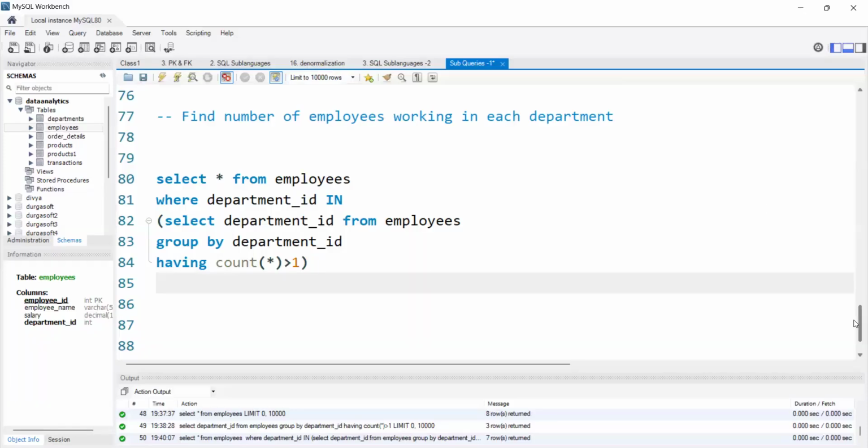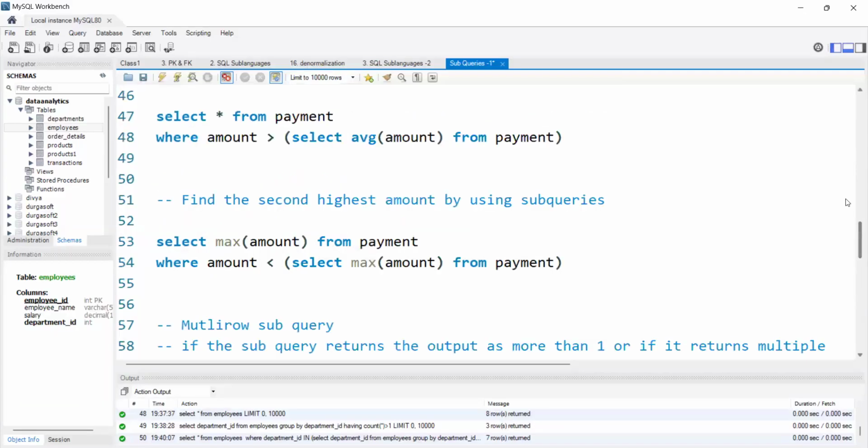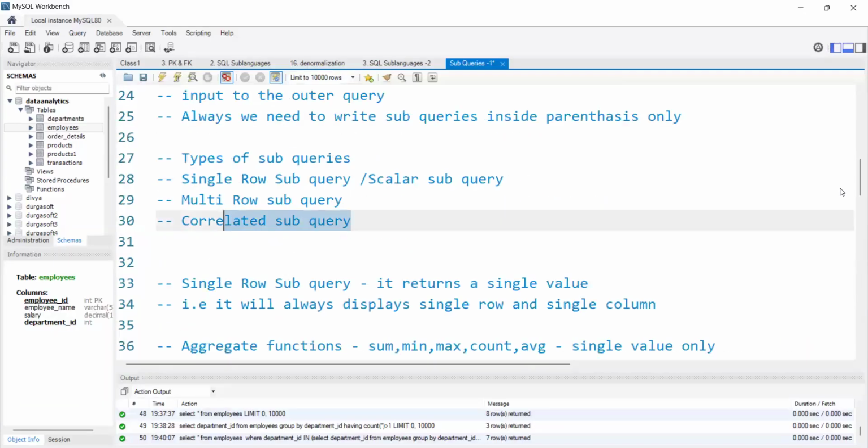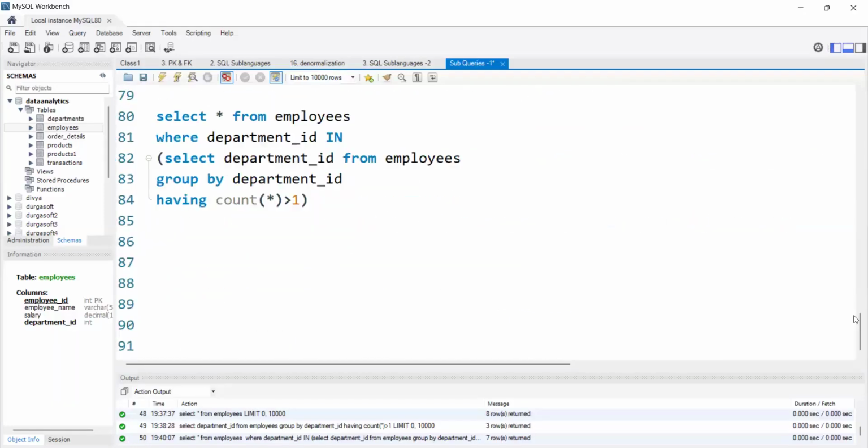As I said, if the subquery returns a single value, it becomes a single row subquery. If it returns multiple rows, it becomes a multi-row subquery. According to that, we need to write the operators, right? So next we have correlated subqueries, the third type.